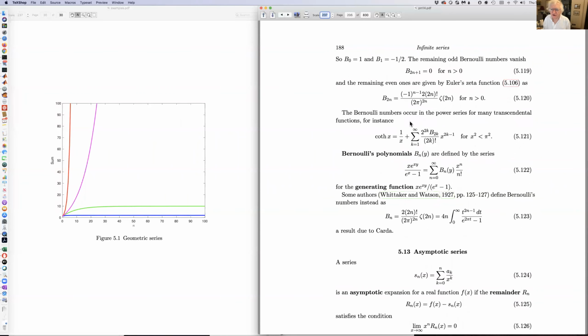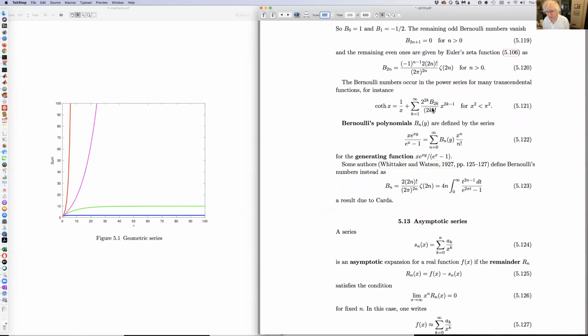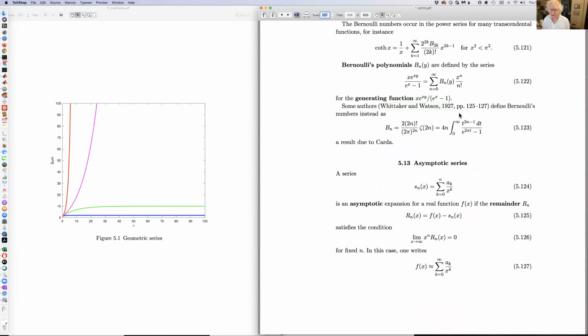Anyway, they occur in various expansions for power series for transcendental functions like the hyperbolic cotangent. We've got these Bernoulli numbers. There are Bernoulli polynomials where instead of having x over e to the x minus 1, you have e to the xy, and then you get this there. Some people define Bernoulli numbers slightly differently, so you need to make sure that you know which one is which.